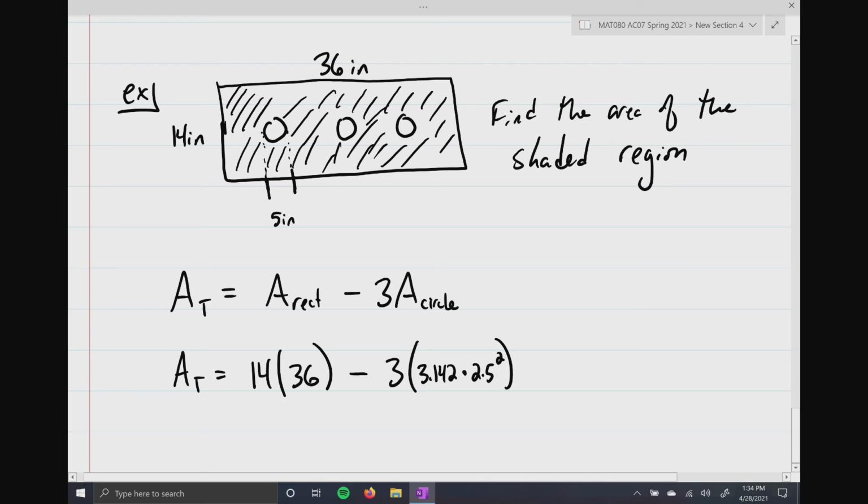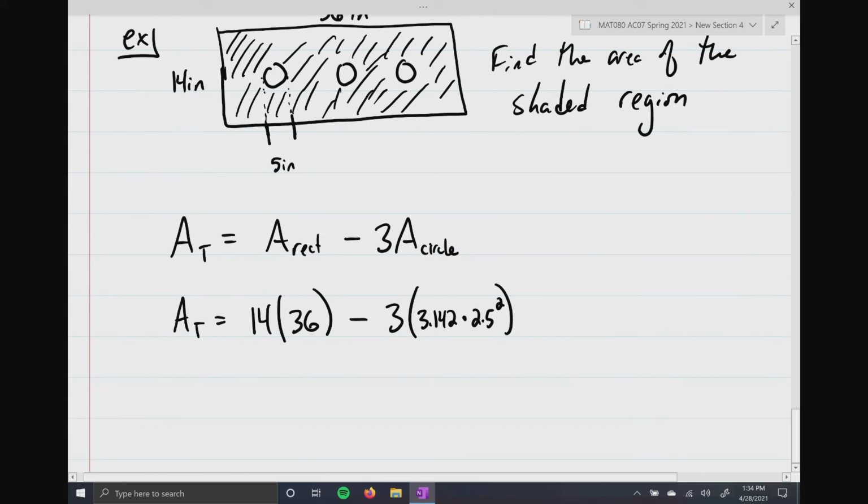Now from here, this is just me, I would just grab a calculator and type this stuff in. So 14 times 36 is going to be 504. Minus, and if you type it in exactly how it looks, you should be fine: 3 parenthesis 3.142 times 2.5 to the second power. And that's going to be 58.9125. And I'll just subtract the 2 numbers: 504 minus 58.9125.